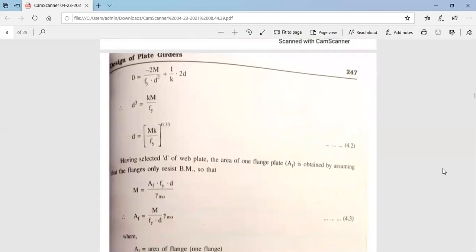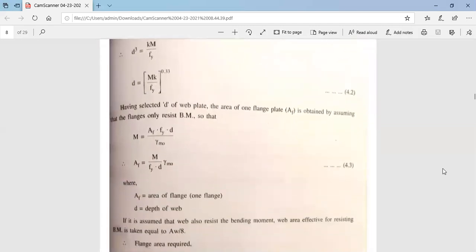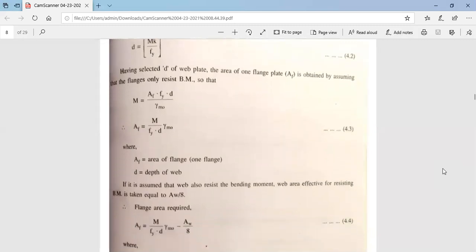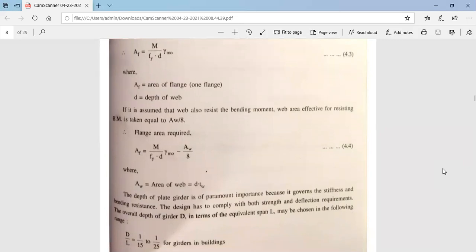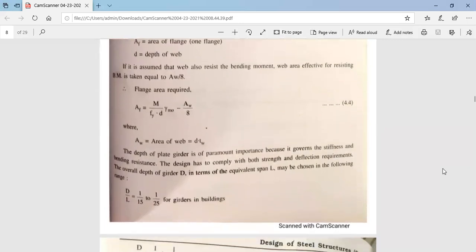So here, having selected d of the web plate, the area of one flange plate is obtained by assuming that the flanges only resist the bending moment. So M is equal to Af Fy into d divided by gamma M0. So Af is equal to M by Fy into d into gamma M0. Here Af is the area of flange, d is the depth of web. It is assumed that the web also resists the bending moment. So the web area effective for resisting bending moment is taken equal to Aw by 8.